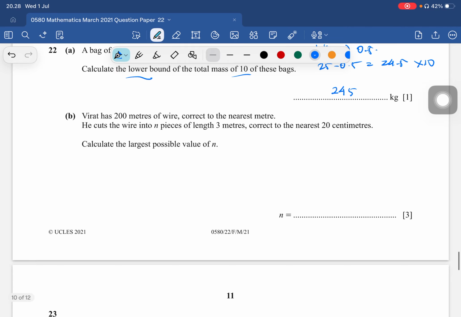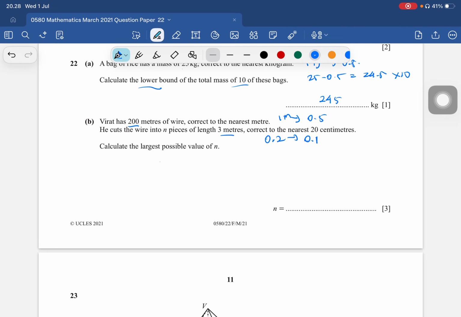Okay, B has 200 meters of wire, correct to the nearest meter. So the nearest meter is 1 meter, so we make it half, which is 0.5. He cuts the wire into n pieces of length 3 meters, correct to 20 centimeters. So if this is 20 centimeters, it's going to be 0.2. We make it a half, so it's going to be 0.1.